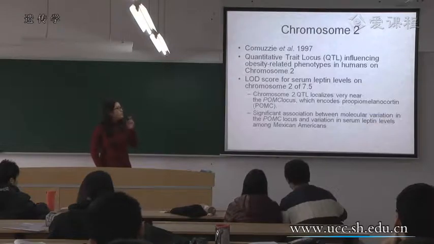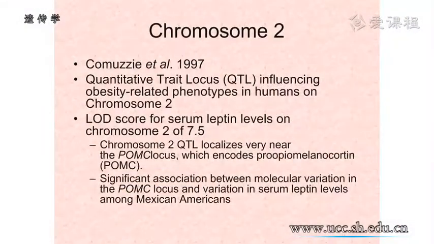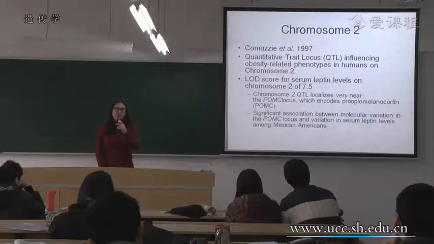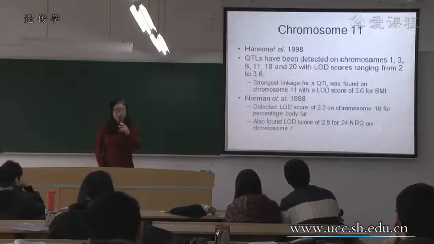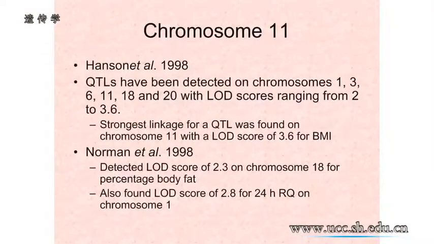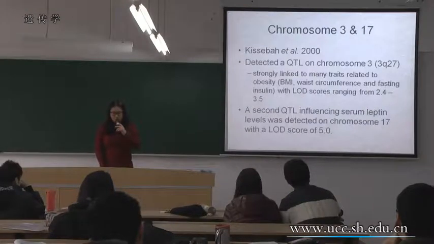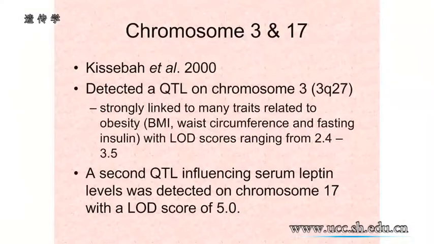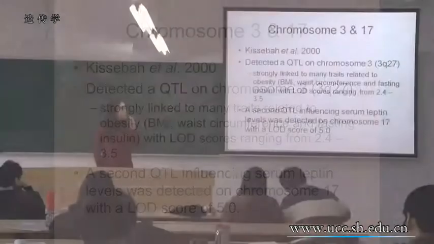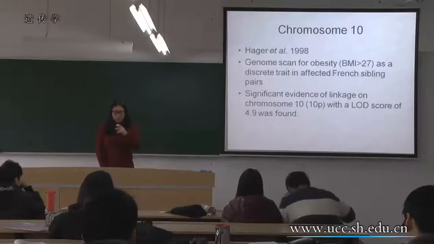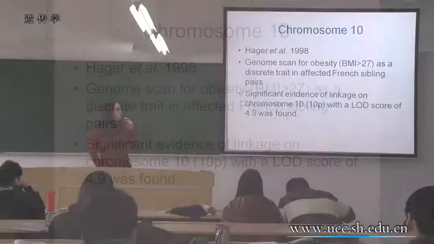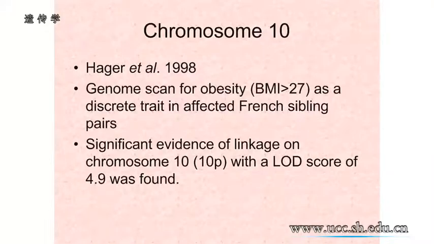This is chromosome 2. We found a locus where the LOD score for leptin levels on chromosome 2 is 7.5. That's significant linkage. And on chromosome 11 there was also an LOD score of 3.6 for BMI, so there's significant linkage on that one. Chromosome 3 and chromosome 17 also had LOD scores of over 2.5. On chromosome 10, an LOD score of 4.9 was found. That's pretty significant.